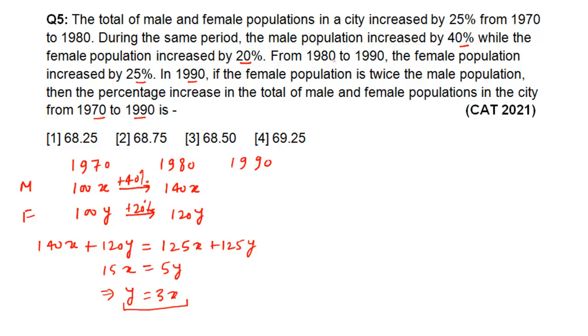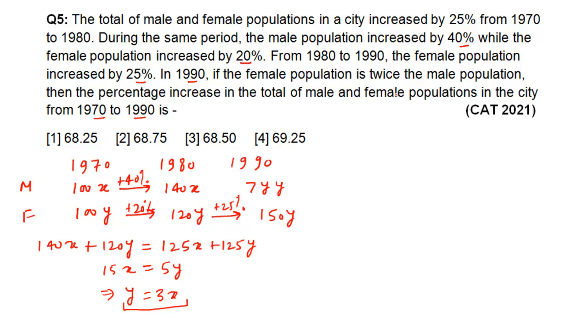Now further it is given in the question, from 1980 to 1990 the female population increased by 25%. So the female population, which is 120y in 1980, increased by 25%, that means one-fourth more, so that becomes 150y. And this is in 1990, where the female population is twice the male population. So that means the male population in 1990 is half of that female population, so we can write this as 75y. We can convert this y into x with the help of this relationship.